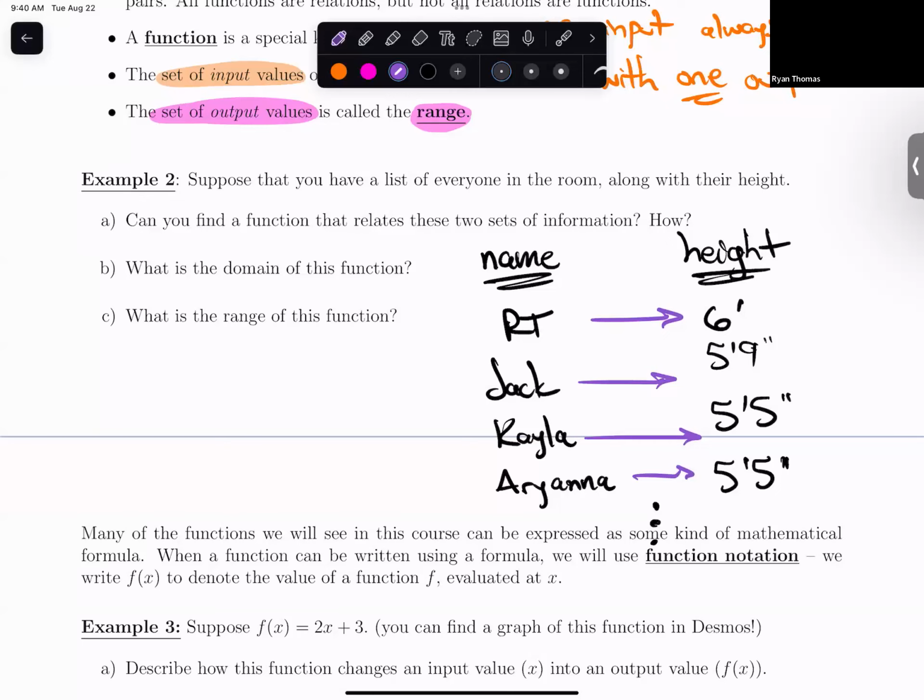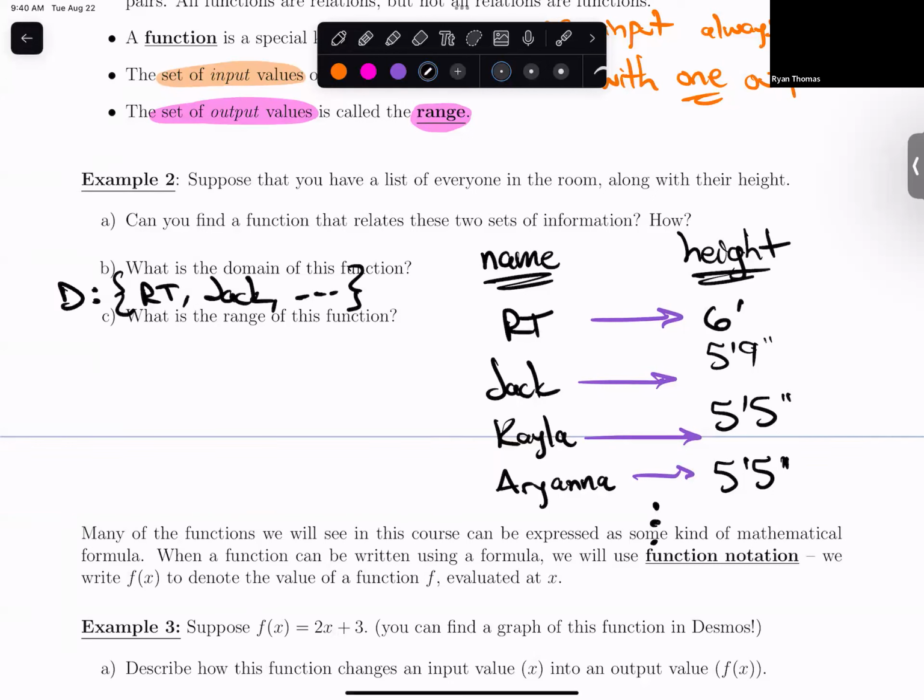Okay, so the way then to make this a function is to set it up so that the domain is what? It's the set of everyone's names, right? So the domain is just a list of everybody on the roster. I'm not going to write them all out.